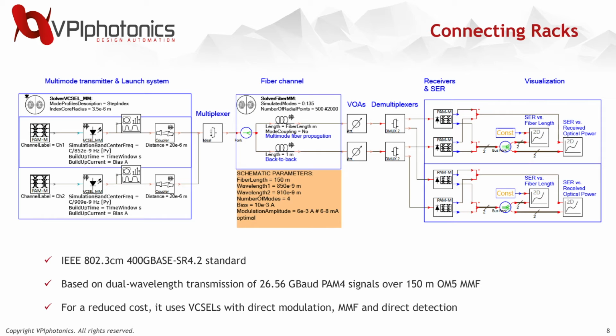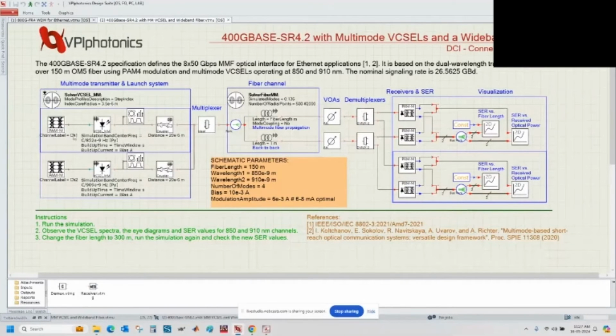The baud rate is 26.56 gigabaud, and so this gives you around 50 gigabit per second per channel. And in this case, we are simulating 2 channels for 2 wavelengths as supported in this standard, the SR4.2: 850 nanometers and 910 nanometers. So you see here the modulation format is PAM4.